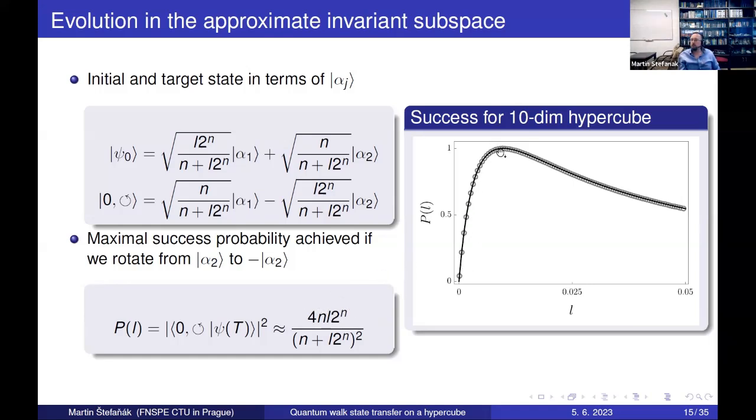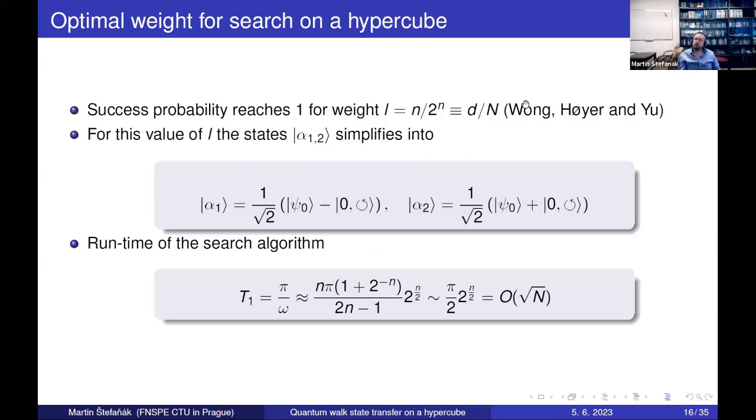n equal 10. And you can see that it reaches one or close to one for some particular value of L. And if you know the papers by Thomas Wong, then not surprisingly, this optimal weight of the loop to have the maximum search probability is given by n over 2 to the power n. And this is exactly the dimension of the hypercube, which is the degree of the vertex, over the total number of vertices. This is exactly the formula that was found by Thomas Wong in a series of papers, and then it was proven to be the optimal weight by Hoyer and Yu in more general settings.